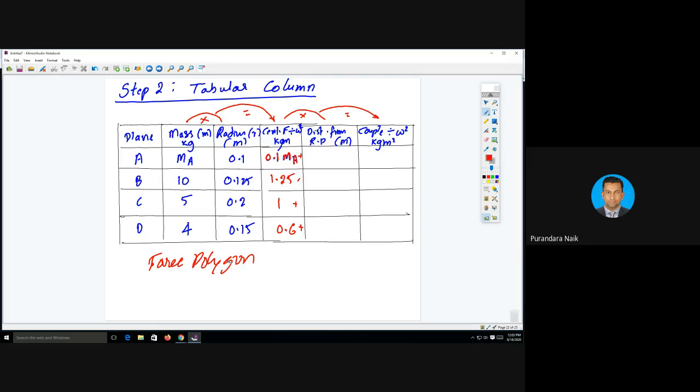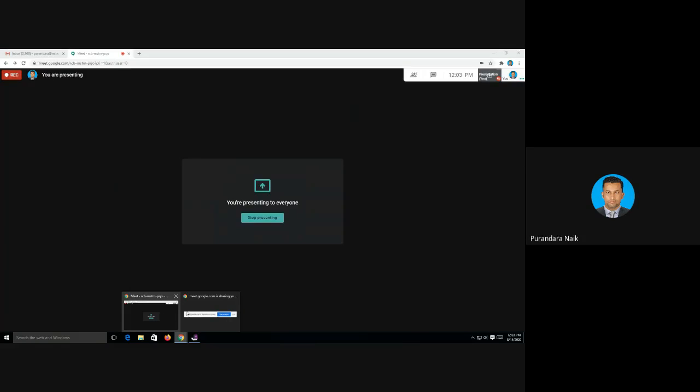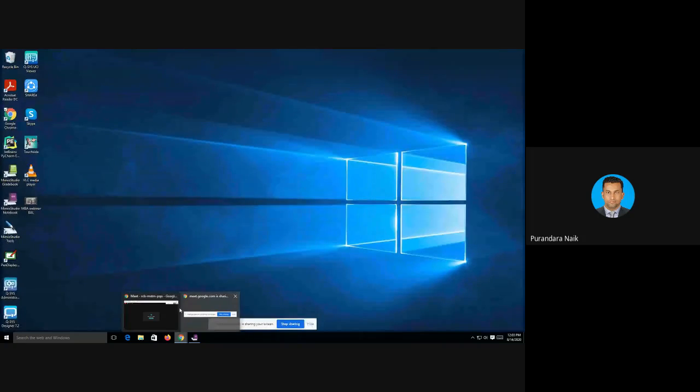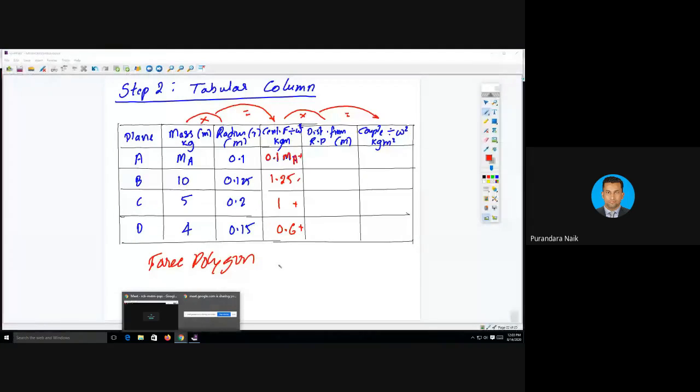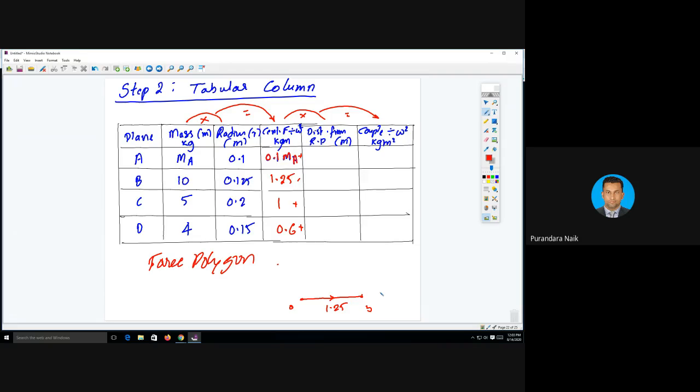Force polygon, here we have the first one, unknown, A. Let us go to the next one, B. B is a reference mass, so that's why I'm going to take it as O. B is 1.25. You can take a proper scale and draw 1.25. This is B. After B, let us go to the next one.